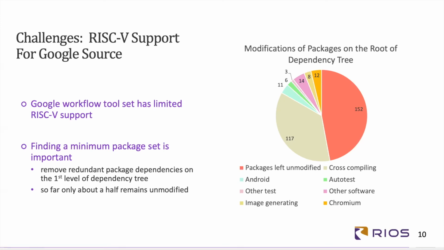Most of the removals are about cross-compiling. Since we build everything in the native environment, we don't need most of the cross-compiling utilities, so we just remove them. We also don't need some Android and Chromium packages right now, so we remove them at first to build the OS environment.